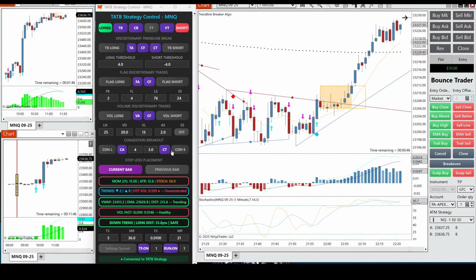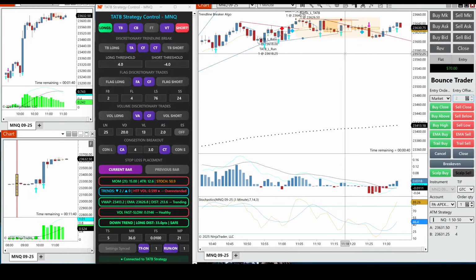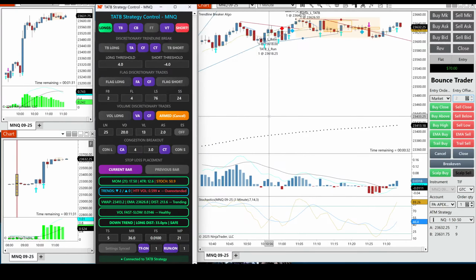Okay. So we have that false breakout. Now if I am thinking if we're gonna have that to the downside signal in this area, I will enter quick short scalp.